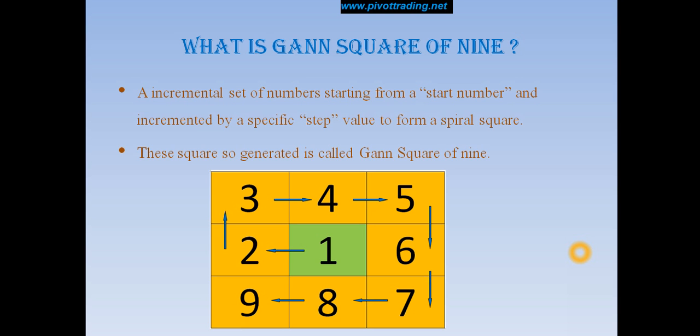And since there are 9 boxes here, this particular square, or this entire concept, is called Gann square of 9. And since it was developed by W.D. Gann, we call it Gann square of 9. Now this is just one step of Gann, but in practice we need multiple levels of squares to identify our levels. In some time, we will see how we calculate those levels. But this was just to make you aware of why we call this a square of 9.